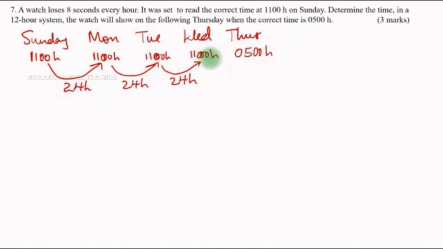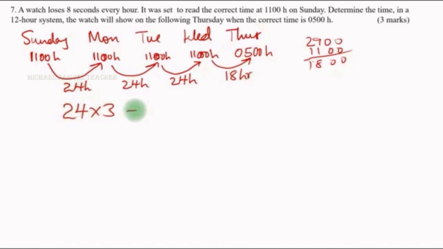Then from 1100 hours to 0500 hours, how many hours is the span? Converting, 0500 becomes 2900, subtract 11, so this will be 18 hours, a span of 18 hours. So that will be 24 times 3 plus 18. So this will be 72 plus 18, that is 90 hours. So from Sunday 1100 hours to Thursday 0500 hours, that is 90 hours.